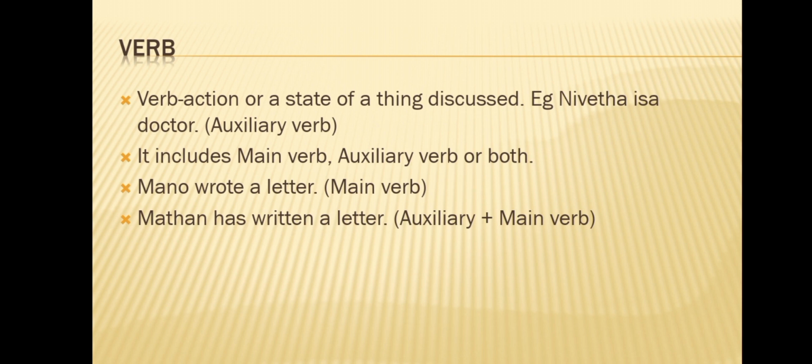A verb is the action. We already know this. It denotes the action done by the subject. For example, Niveta is a doctor. In this sentence, we don't have an action verb. In this sentence we only have an auxiliary verb.